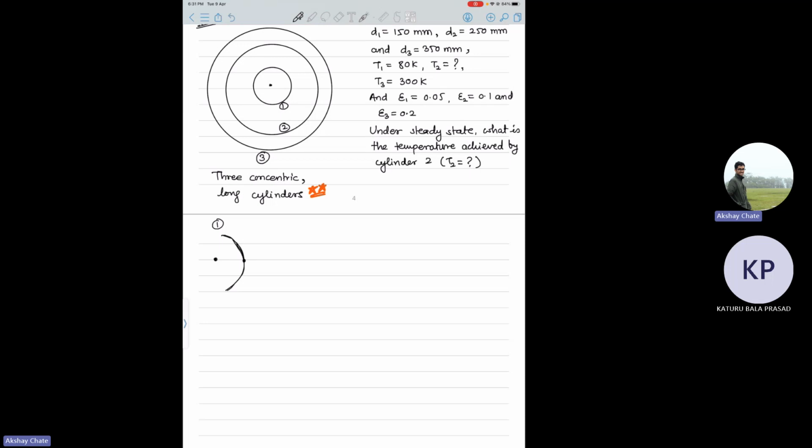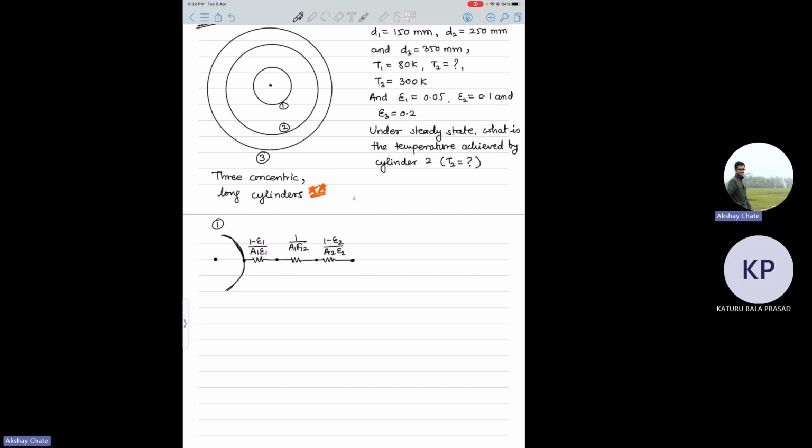So therefore there will be one surface resistance that will be like this. Then there will be one shape resistance which will look like this. That will be 1 by A1 into F12. And then there will be another surface resistance due to the emissivity of the second cylinder.